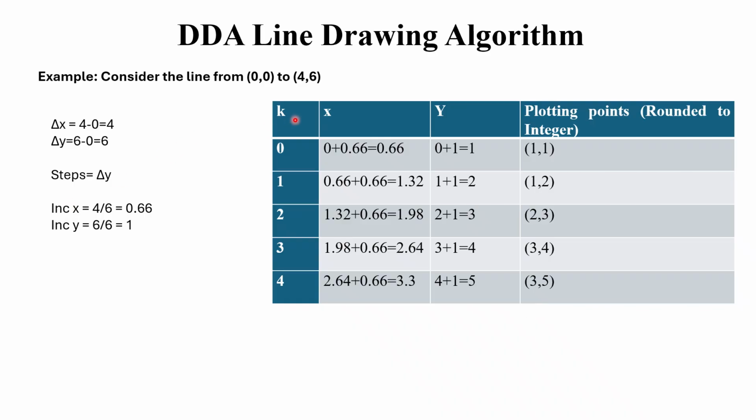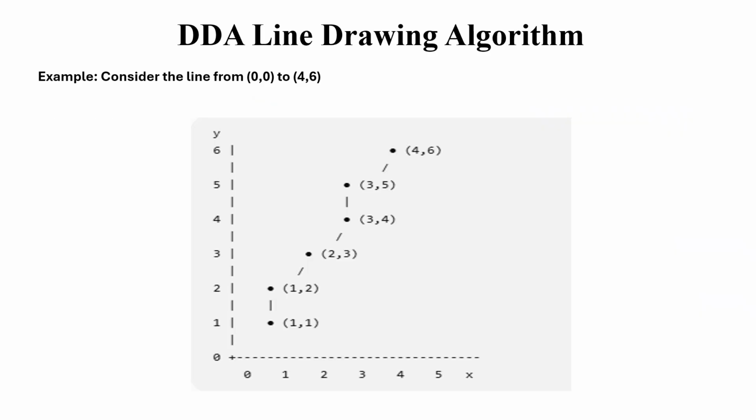We are nearing the end point, because our end point is 4, 6. The next calculation will be based on this 3.3 and 5. So 3.3 plus 0.66 will be 3.96, and 5 plus 1 will be 6. When you round off this 3.96, it will be 4, and this 6 will remain the same. So since we have reached the end point, we are stopping the calculation. This is how we find intermediate points between 0, 0 and 4, 6.